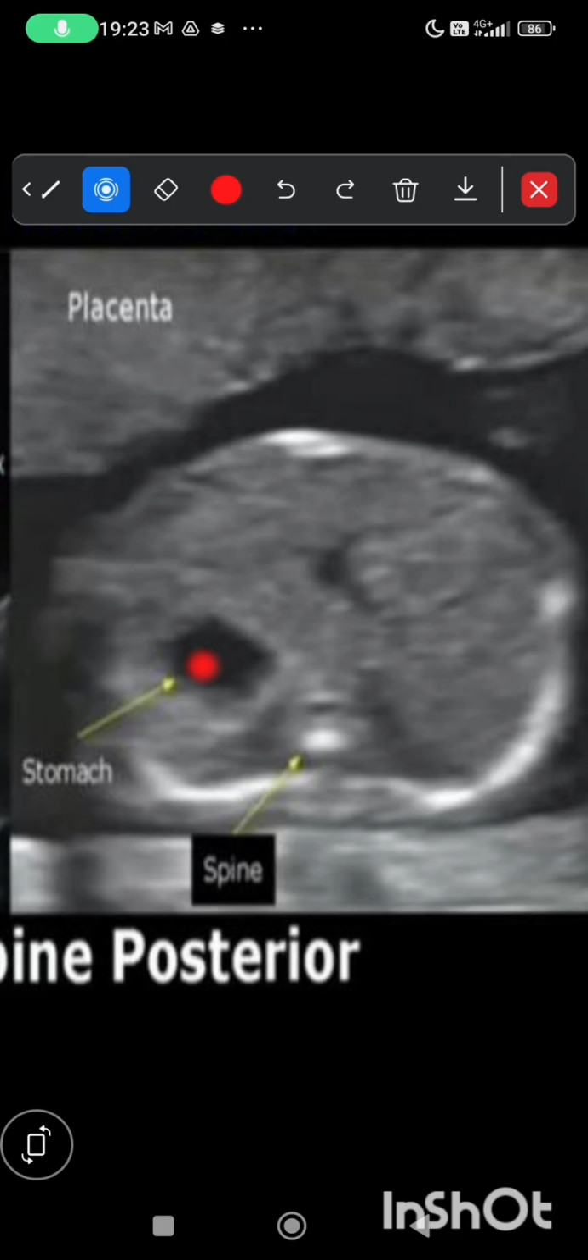And if it is opposite, the stomach is present here, not here, and you know it is a cephalic presentation. Now when we match spine and stomach by the shortest route, this relationship is anti-clockwise. So you know that it is not normal. Now it is abnormal.